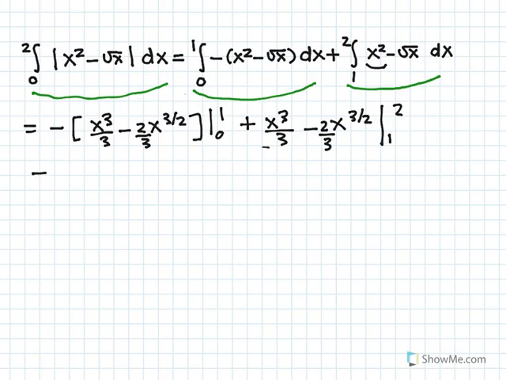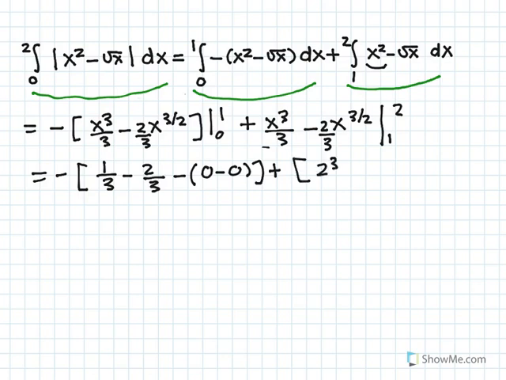All right, so now we get negative. Putting the upper limit 1 in, we get 1/3 minus 2/3, minus, plug 0 in, 0 to any power is just 0, minus 2/3 times 0, that's also 0, plus, plugging the upper limit 2 in, we get 2 cubed, divided by 3, minus 2 over 3 times 2 to the 3/2. Now subtract the lower limit, that's going to give us 1/3 minus 2/3.